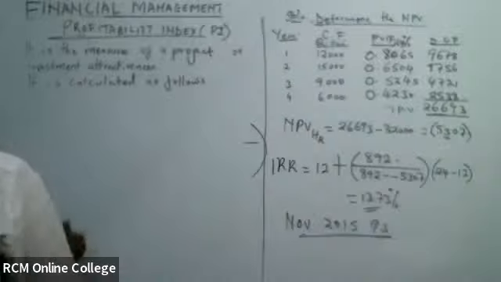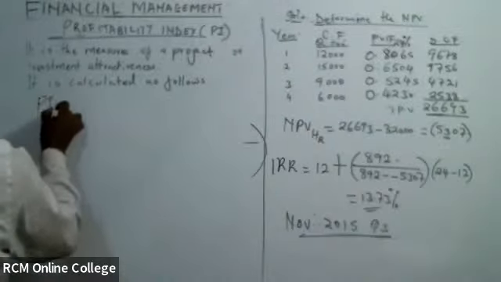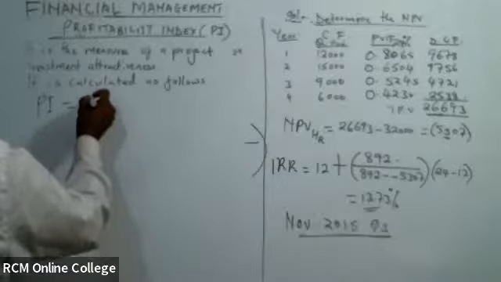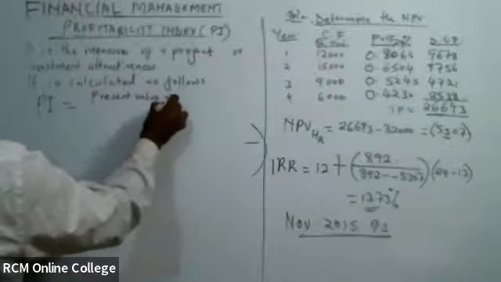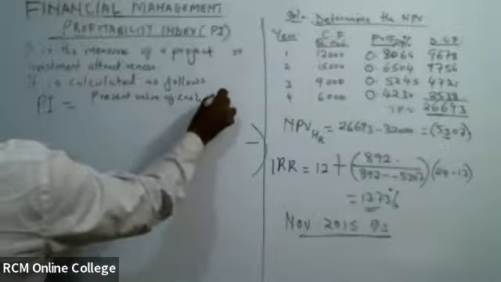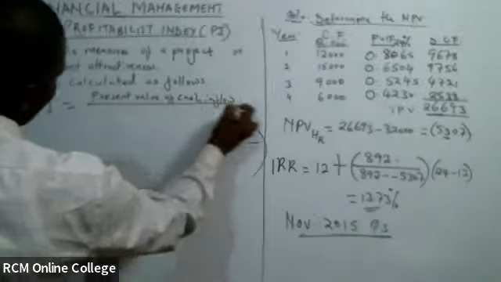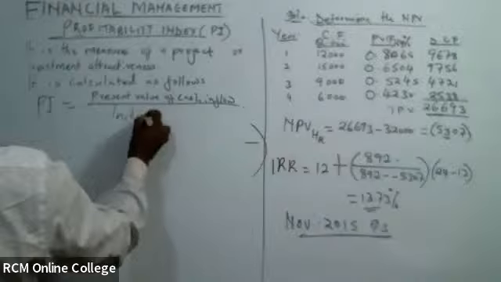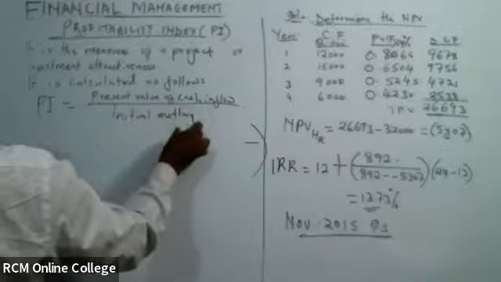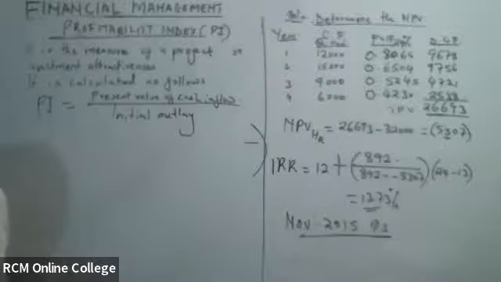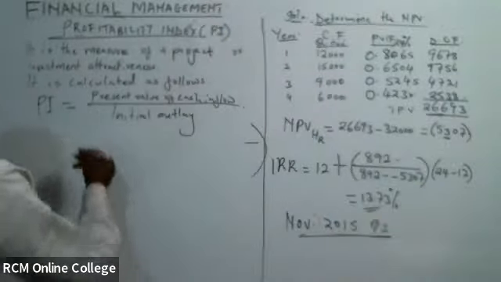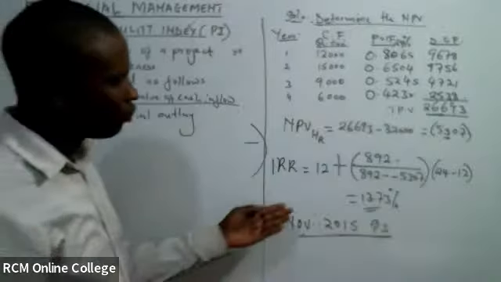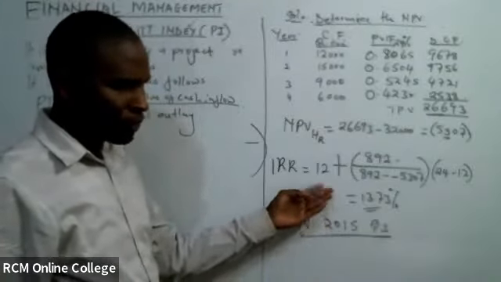So to get the PI, we need to first of all get the present value of cash inflow, divided by what? The initial outlay. Because it's an index, you're not multiplying by 100, not as a percent. It is an index. By the way, how do you interpret here?